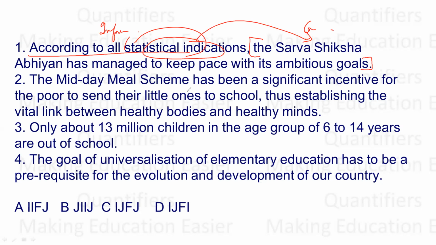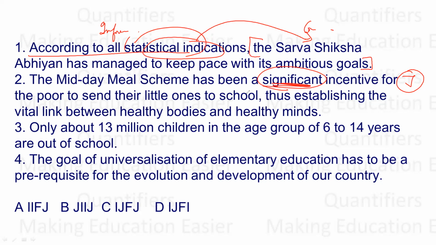Now, the midday meal scheme has been a significant incentive for the poor to send their little ones to school, thus establishing the vital link between healthy bodies and healthy minds. So at one go, you may feel that with the significant incentive, it's giving an approval. So it's a judgment. Let's see whether it is an inference or not. Now, how can we say this is an inference?